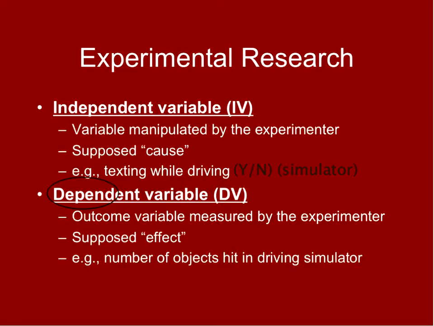Remember, the dependent variable is the variable that we think depends on. That's why it's called dependent. It depends on whether you've been texting or not. Well, one way to measure the effects of texting while driving in terms of your driving performance would be to look at how many things you crash into while you're driving. Okay, this is the outcome variable. So the supposed effect, or I a lot of times like to think about this as the outcome variable. Can you guys think of other good dependent variables that we could measure here in our driving simulator study? We could count how many things you crash into. What else could we count?